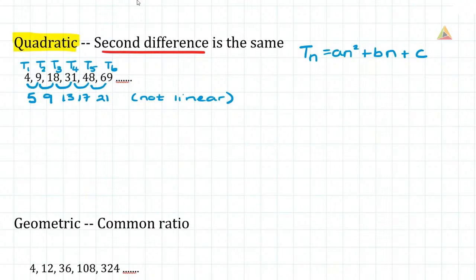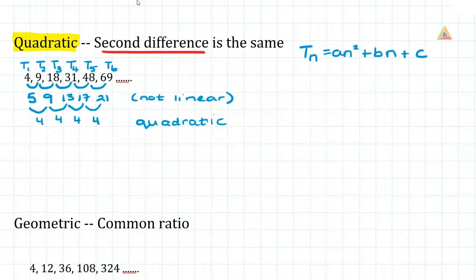So I'm going to say 9 take away 5 is 4, 13 take away 9 is 4, 17 take away 13 is 4, and 21 take away 17 is 4. So this time our second difference is going to be the same each time. So that tells me that this is a quadratic sequence. We've got the same second difference, not the first time we did the subtractions, but the second time we did the subtractions.